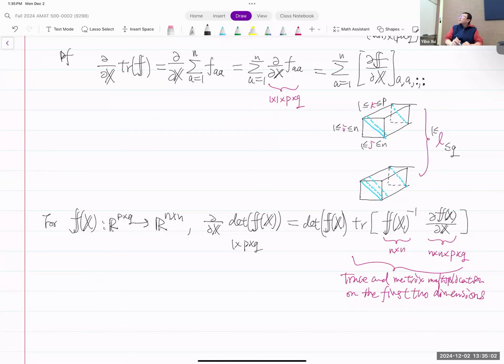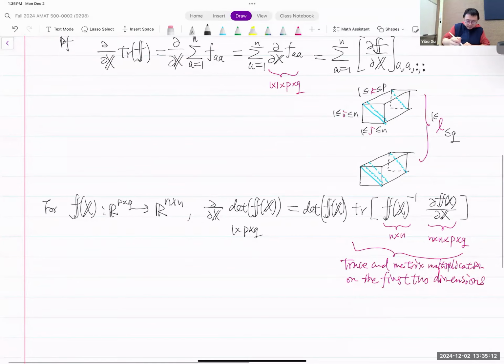Okay. So once you do the trace, that will be 1 by p by q, and then the determinant is still a scalar, so you multiply that. All right. So the proof here is going to be a little bit longer, but still we are doing things sort of by definition. Okay.